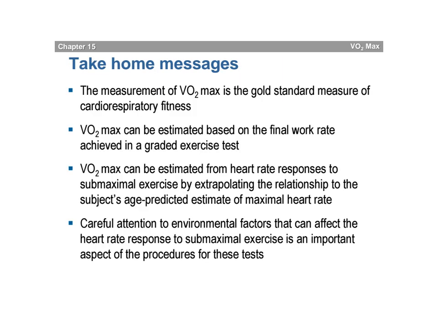Here are some take-home messages. The measurement of VO2 max is the gold standard measure of cardiorespiratory fitness. VO2 max can be estimated based on the final work rate achieved in a graded exercise test. VO2 max can also be estimated from heart rate responses to submaximal exercise by extrapolating the relationship to the subject's age-predicted estimate of maximal heart rate. Careful attention to environmental factors, such as temperature and humidity, needs to be done because these can affect heart rate response to submaximal exercise.